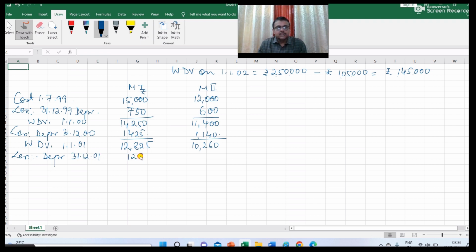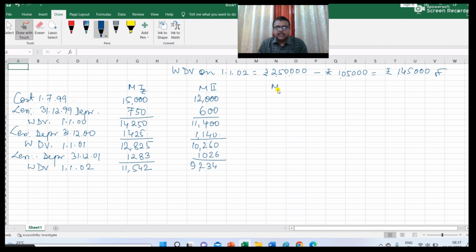That will be 1,283, 10% of the written down value on 1st January 2001, and 1,026. So the written down value on 1st January 2002 is 11,542 and 9,234. Now you see that on 1st January 2002, the total amount of written down value of the machine is 1,45,000. And these are the two values of the two machines within this existing machine.